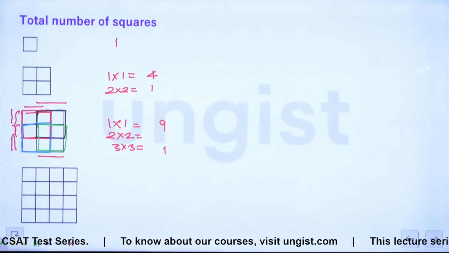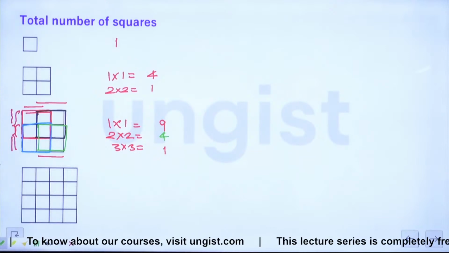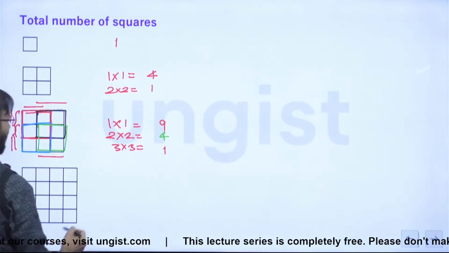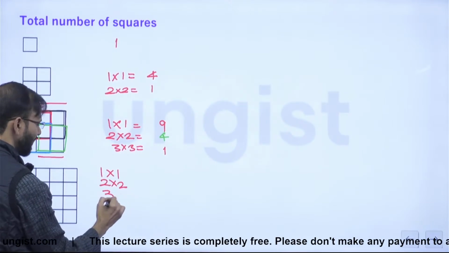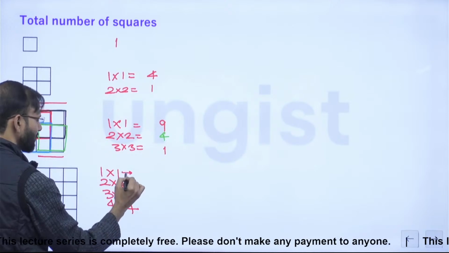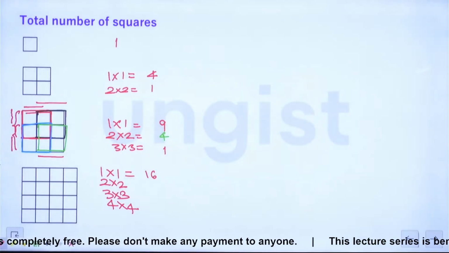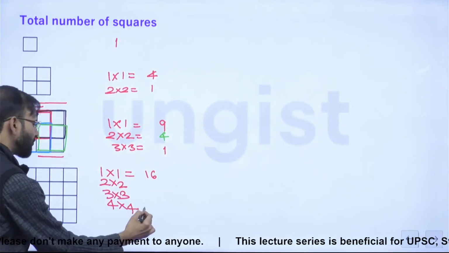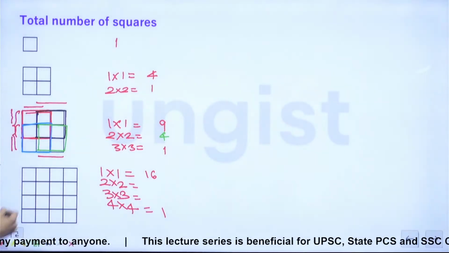Everyone, right? So what is the answer? The answer is 4, right? After that, let's talk about this one. Here we have 4 dimensions, 1 by 1, 2 by 2, 3 by 3 and 4 by 4. Everyone fine now? So 1 by 1 is 16, right? The small squares are 16. What about 4 by 4? 1, very good. What about 2 by 2 guys?